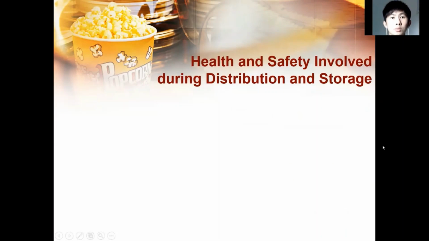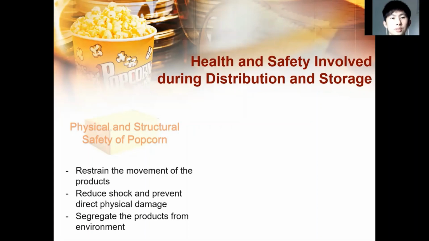Next, I would like to discuss the health and safety involved during the distribution and the storage. The corrugated paper pulp is used to protect the physical and structural safety of popcorn. During the distribution and storage process, the corrugated paper pulp can restrain the movement of the products, reduce shock, prevent direct physical damage, and segregate the products from the environment.